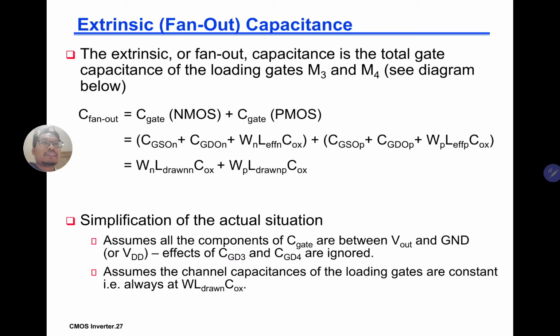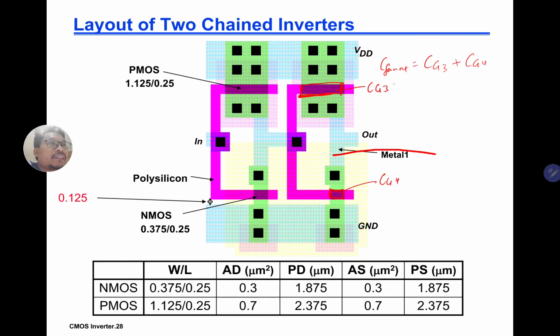So CG3, CG4 right there. And if you remember, CG3 is actually the gate-to-drain overlap capacitance plus the gate-to-source overlap capacitance plus the gate-to-channel capacitance, and remember, the gate-to-channel capacitance depends on the operating region. The CGDO and CGSO overlap capacitances are constant. They do not depend on the region.